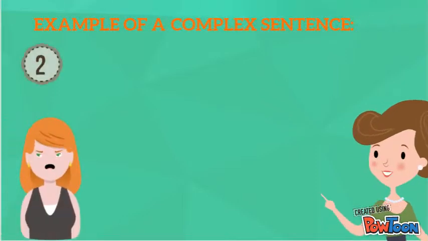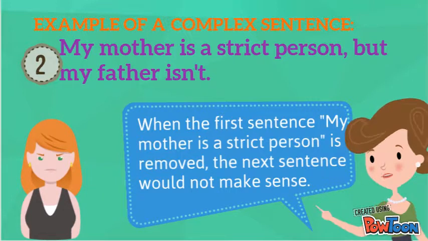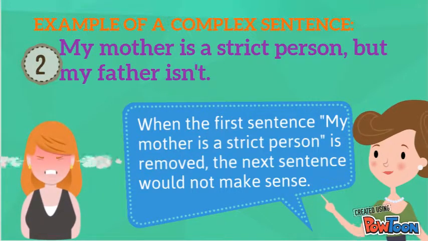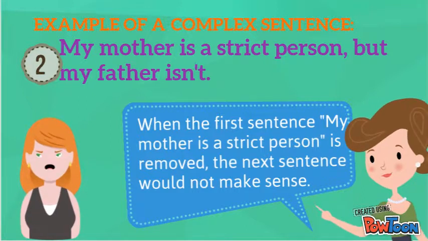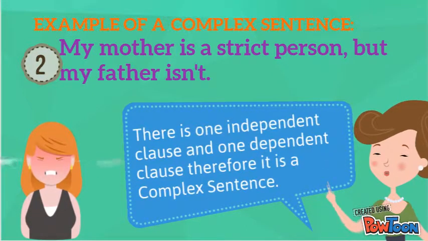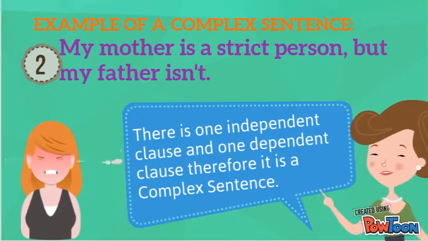Example number 2. My mother is a strict person, but my father isn't. When the first sentence, my mother is a strict person, is removed, the next sentence would not make sense. There is 1 independent clause and 1 dependent clause, therefore it is a complex sentence.